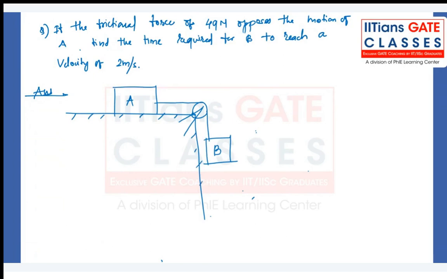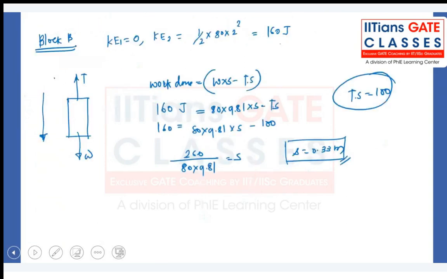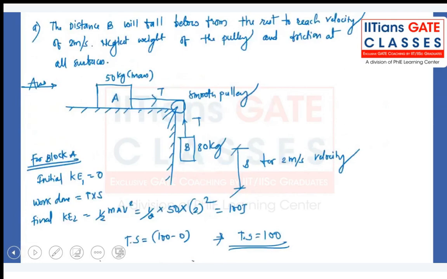Okay. So in the previous problem, the question was the distance traveled by B, to reach a velocity of 2 meters per second. It was very simple. We started with a free body diagram of block A, and we know initially it was at rest, and afterward it has moved by a distance of 2 meters, because block B is also moved downward by 2 meters, which means block A also has to move by 2 meters.